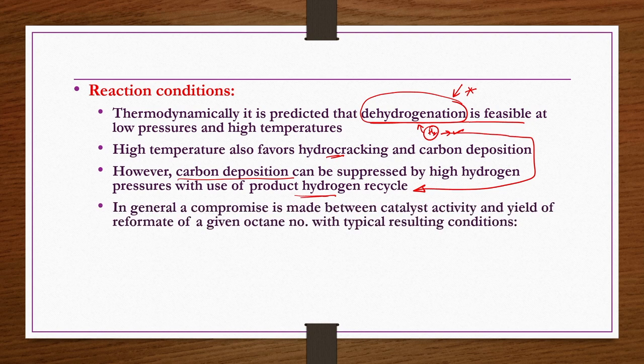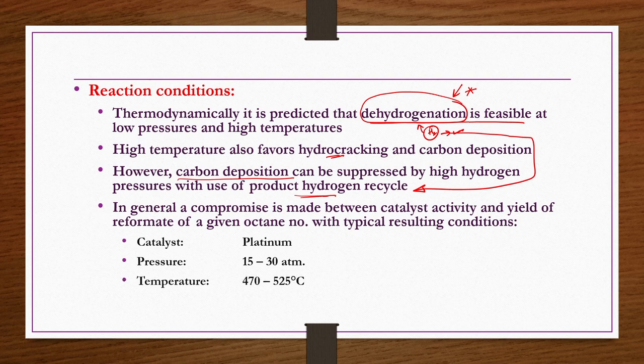In general, a compromise is made between catalyst activity and yield of reformate of a given octane number with a typical resulting condition. Let us say if you have a platinum catalyst, then pressure between 15 to 30 atmospheres, temperature 470 to 525 degrees centigrade, space velocity 1.5 kg per hour of naphtha fed per kg of the catalyst are suitable.